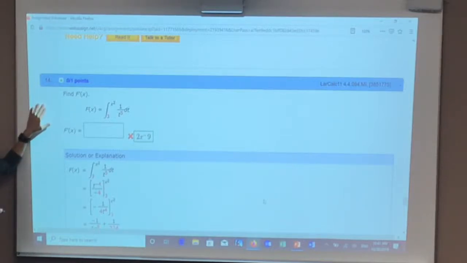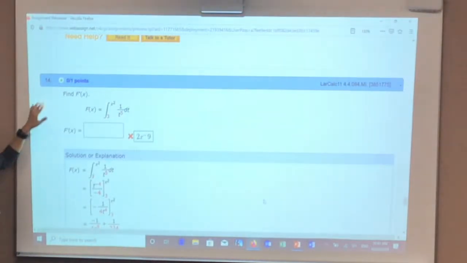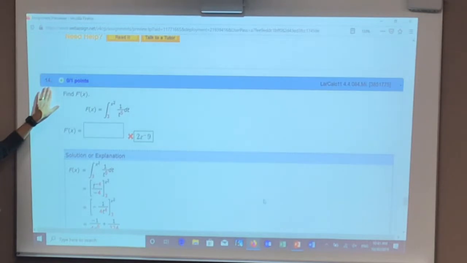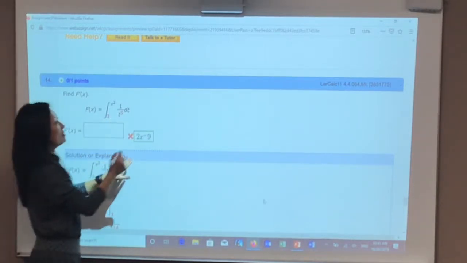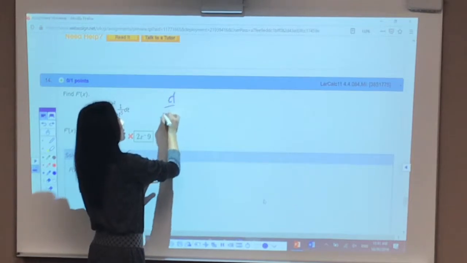Number 13 from 4.4 homework. Is everybody with me? So this is what you're using for the second fundamental theorem of calculus. Everybody with me now? All right. What does it say? Second fundamental theorem of calculus says what?